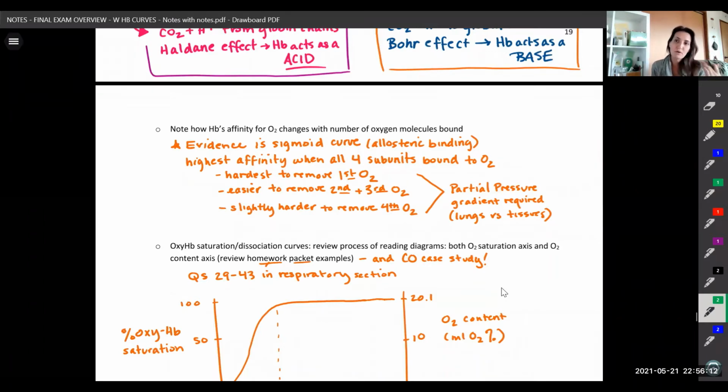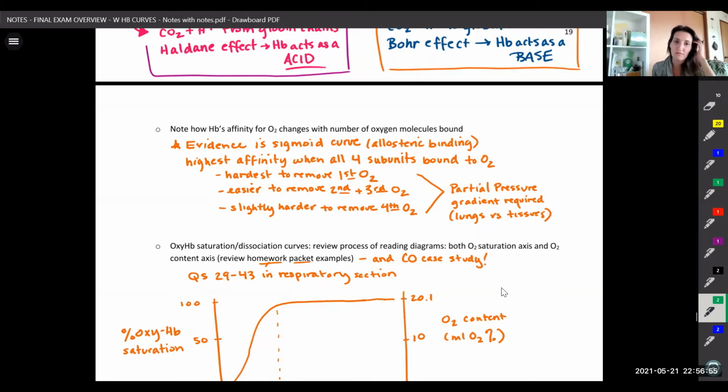So the most useful thing to note here is that the hemoglobin has the highest affinity for oxygen when all 4 subunits of hemoglobin are bound to oxygen. This means that it's hardest to remove the first oxygen. We need a very big pushing pressure, if you will, to get that first oxygen off. But once that first oxygen has been removed, it then becomes easier to remove the second and the third oxygen. Because after the first one is off, now the hemoglobin molecule overall has a lower affinity for the remaining oxygen molecules.